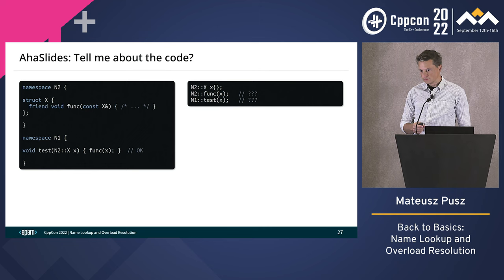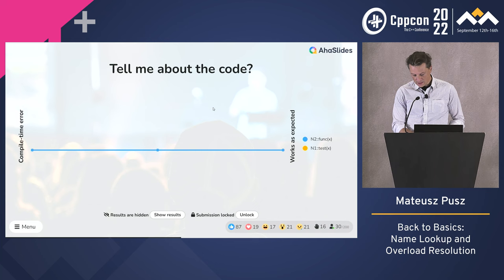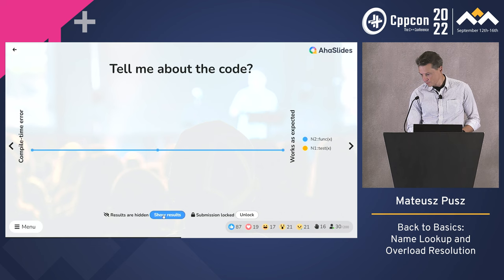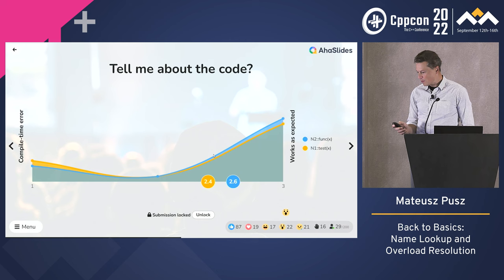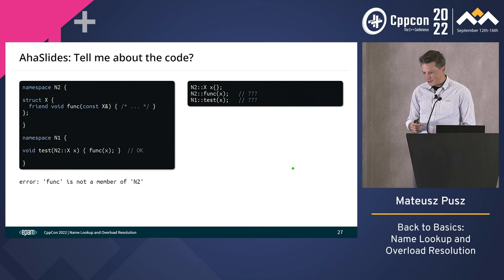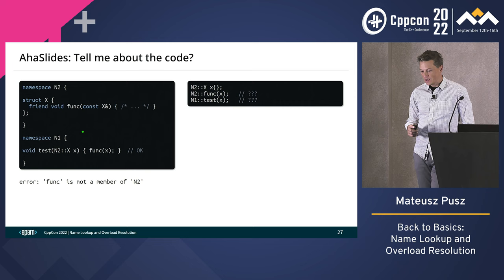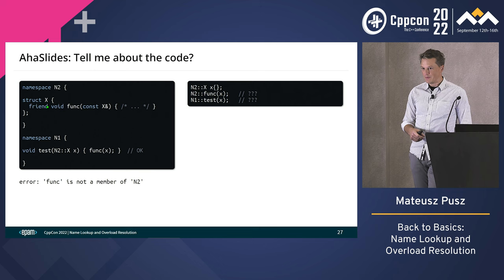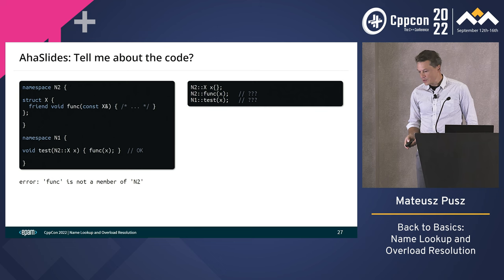All right, let's see the results. So we believe that most of the code will just work as expected. Unfortunately, this is not the case. The problem is that func is not a member of N2 in this case. The compiler will not be able to call the first function directly. As long as the definition and the declaration of it are in the structure X, it is not officially a part of the N2 namespace. And this case is called a hidden friend. Of course, the other call through ADL will find it correctly and everything will work nicely.